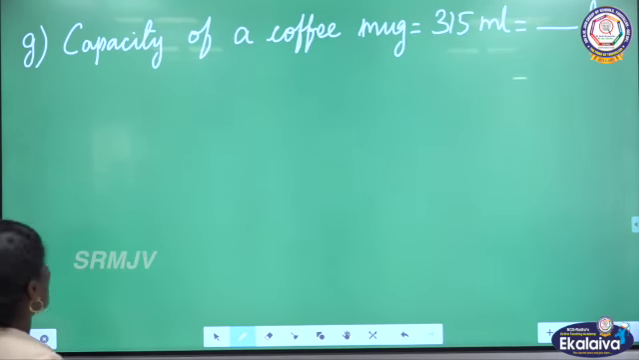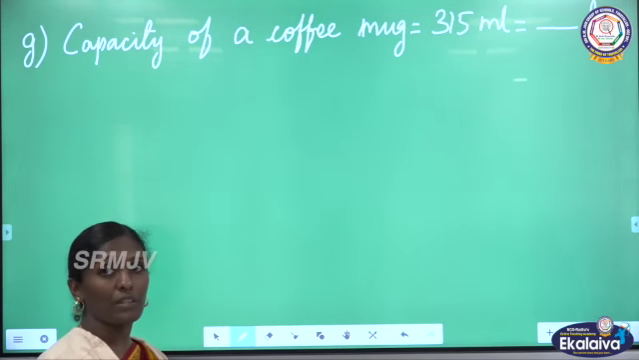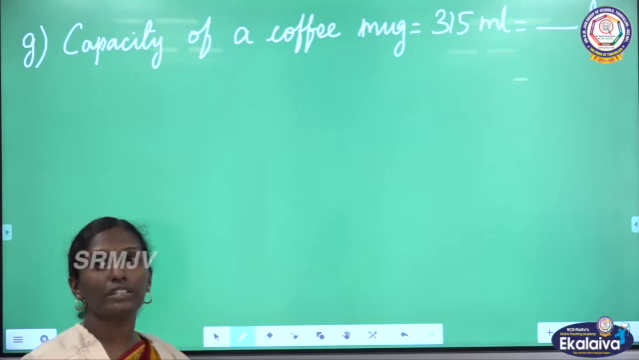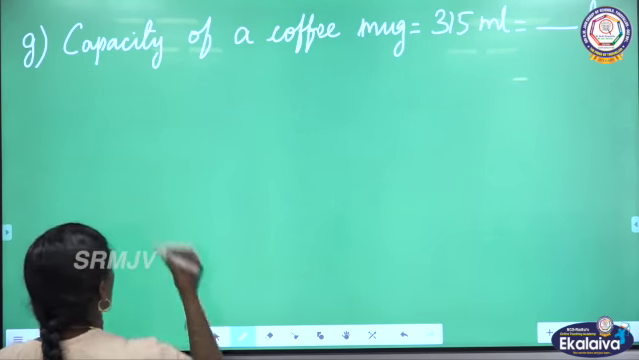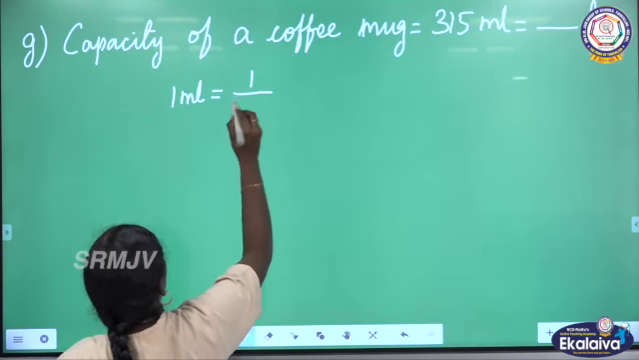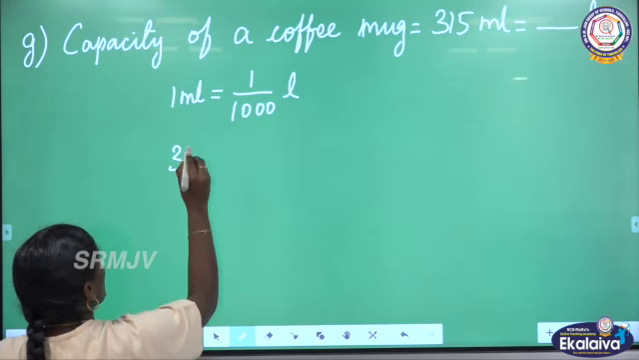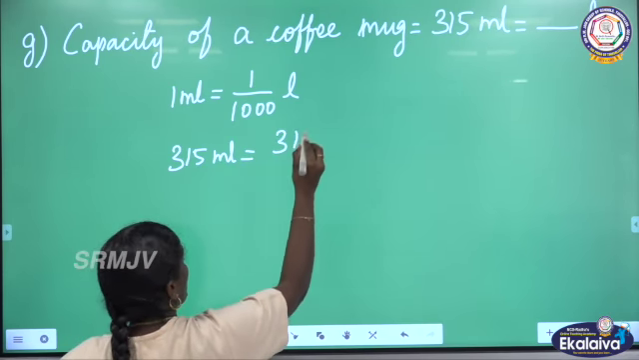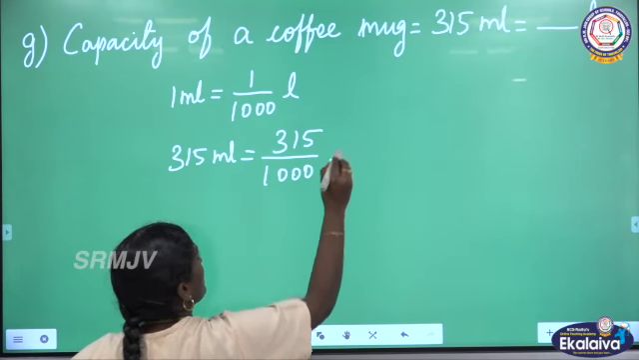The next one, capacity of a coffee mug is 315 milliliter. We are going to convert it into liter. Milliliter to liter, that is smaller unit to greater unit. So we have to use division. We know that 1 milliliter is equal to 1 by 1000 liter. Here we are having 315 milliliter, which is equal to 315 by 1000 liter.